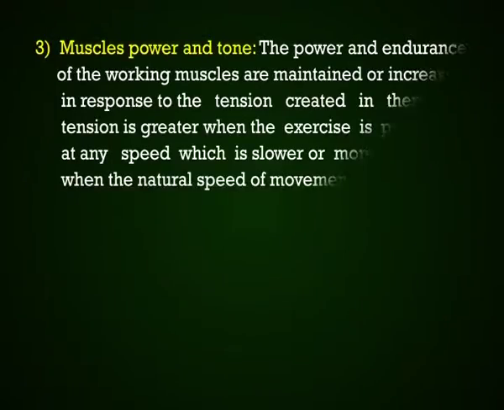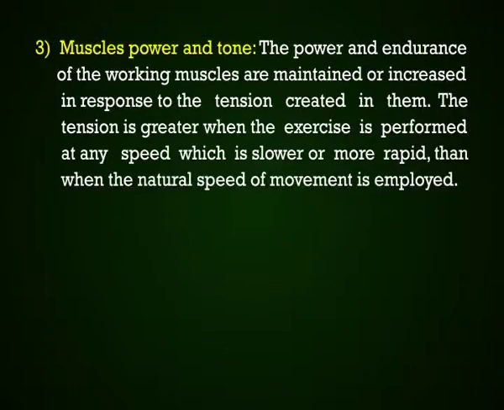The third one is muscle power and tone. The power and endurance of the working muscles are maintained or increased in response to the tension created in them. The tension is greater when the exercise is performed at any speed which is slower or more rapid than when the natural speed of movement is employed.